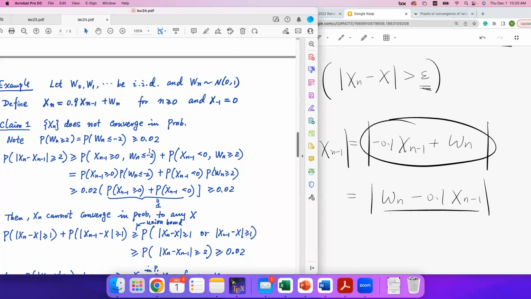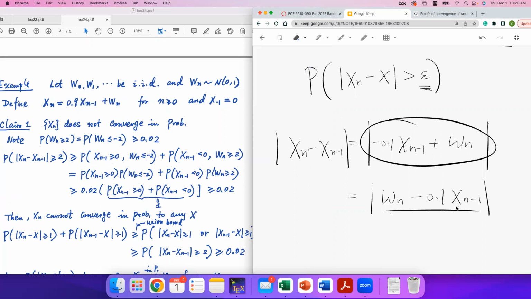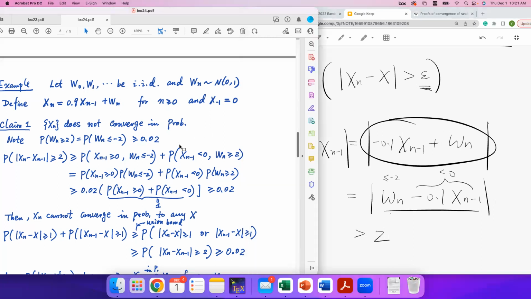Now let's check that both of these two events are subsets of this one. In the first case, this is bigger than 0, so this is a negative number, and this is less than -2. So this is less than -2, while this is less than 0. So this is guaranteed to be bigger than 2 because we take the absolute value. Similarly, you can verify the same implication. If Wn is bigger than 2, while this is smaller than 0, this will be a positive number, and 2 plus a positive number is again bigger than 2. So these two imply that one.